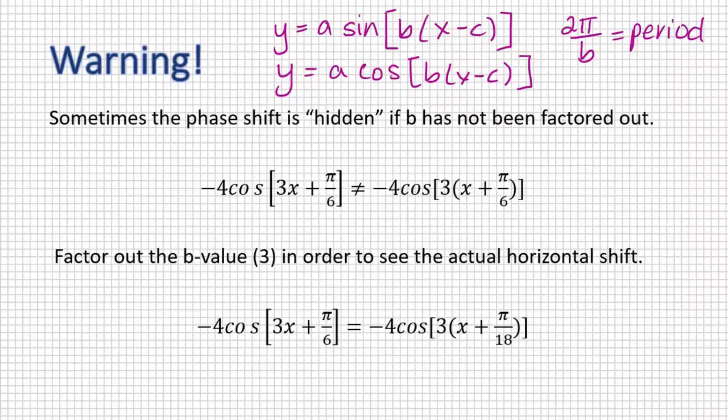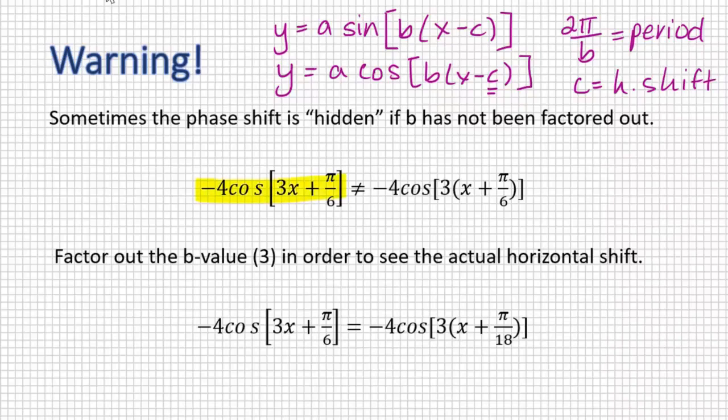We need to be certain that we know not only what the value of b is, but that we're clear on the value for c. C is, of course, the horizontal shift. So there are some instances where the phase shift, c, can be hidden if we haven't yet factored out b.